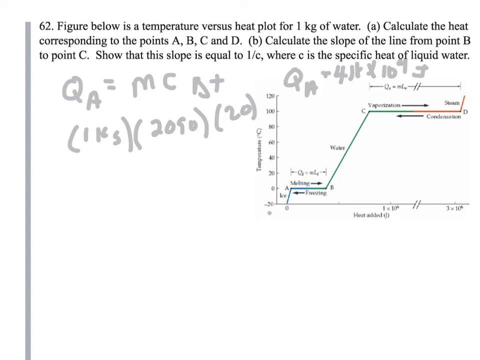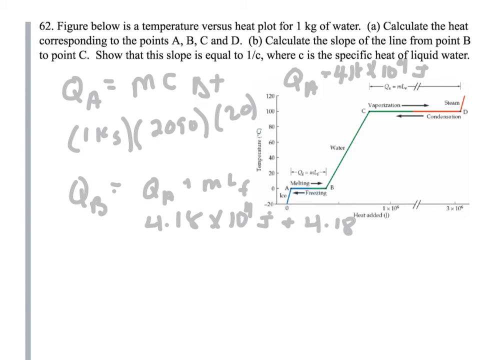So we want to calculate the heat corresponding to A, B, C, and D, and so we have our Q sub B, which is equal to the heat added. So it's Q sub A plus the latent heat of fusion. Q sub A is what we calculated before, and that's 4.18 times 10 to the 4 joules, plus the latent heat of fusion for water, which is 4.18 times 10 to the 4th. And again, that's in joules.